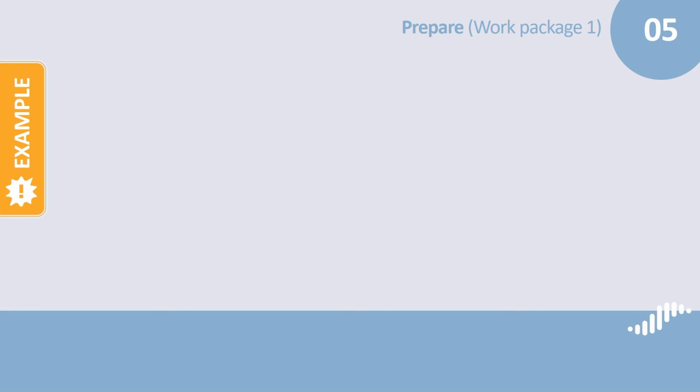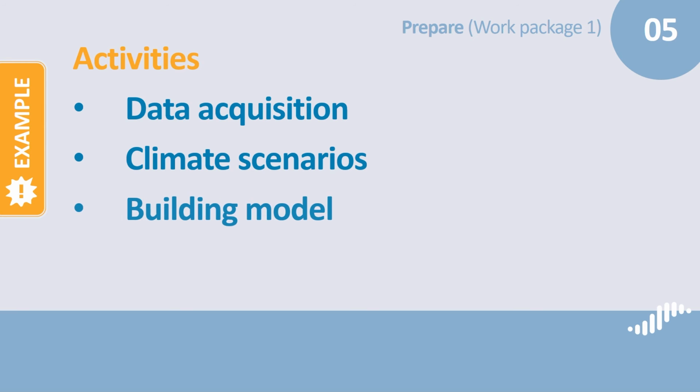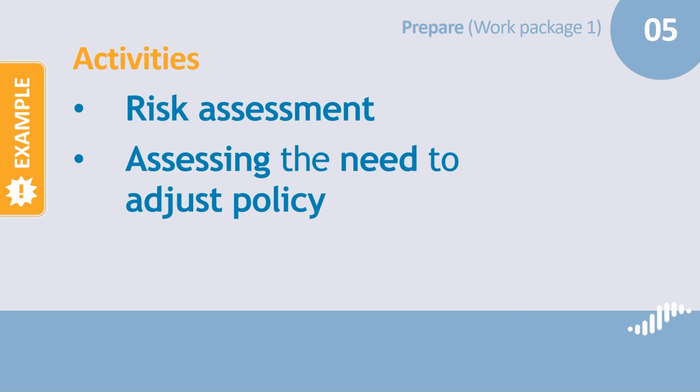Now, if we zoom in on one of these solutions, holistic urban planning, we find the following activities in preparing the solution. Data acquisition from pilot areas, choosing climate scenarios and building models, runoff modeling and risk assessment, but also assessing the need to adjust the planning policy and local regulations in order to add an extreme weather layer into the planning procedure.